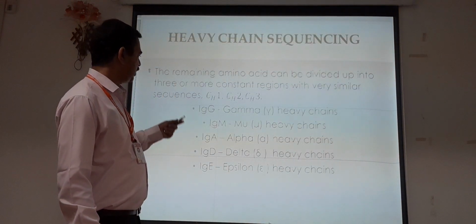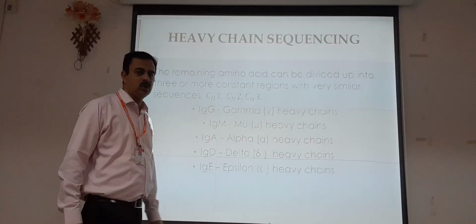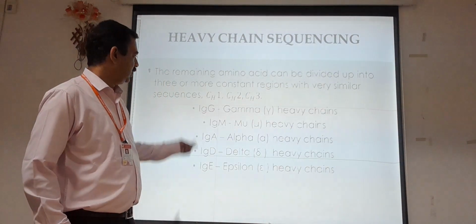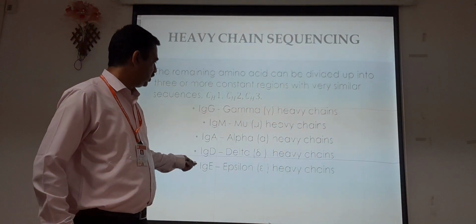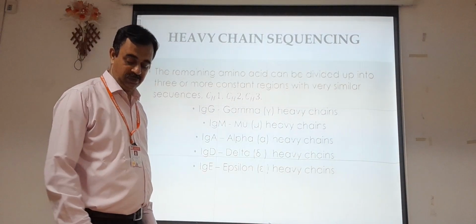Heavy chains will be gamma, mu, alpha, delta and epsilon. So based on the heavy chain, classification of immunoglobulins has been done. We can easily see how IgG, IgM, IgA, IgD and IgE have been classified.